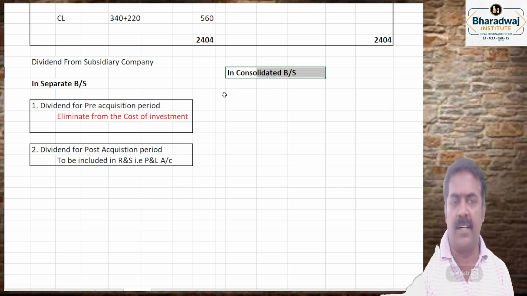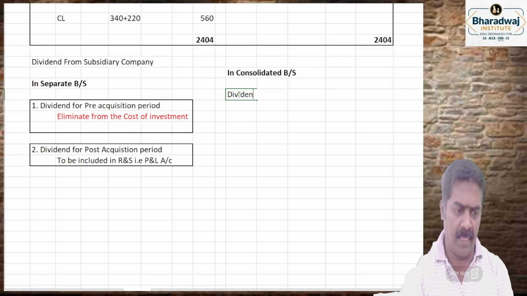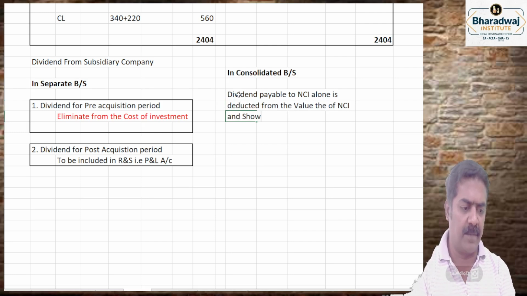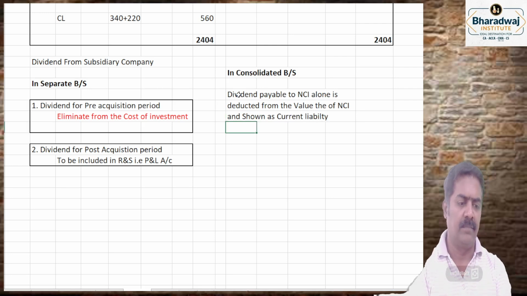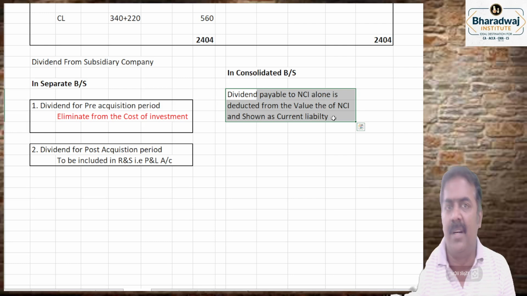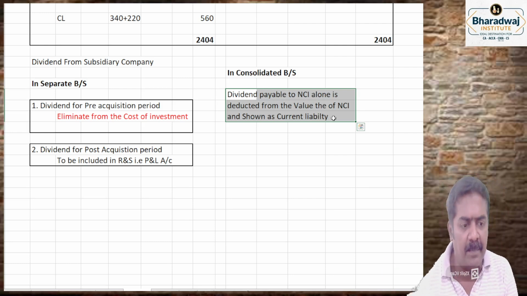Suppose it is a consolidated balance sheet, very, very simple. Dividend payable to NCI alone is deducted from the value of NCI and shown as current liability. Whatever is payable to NCI belongs to outsiders. It belongs to whom? Outsiders. Deduct and show it under which one? Current liability. Take it.